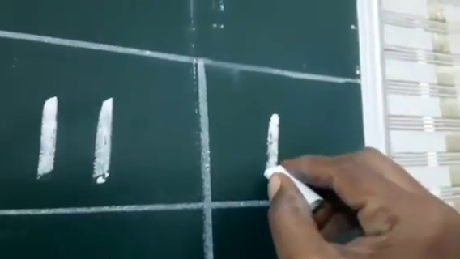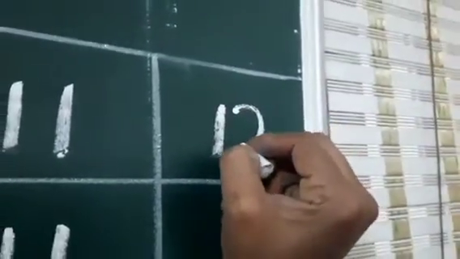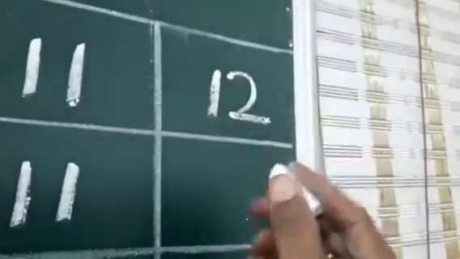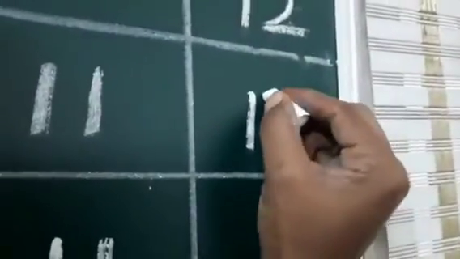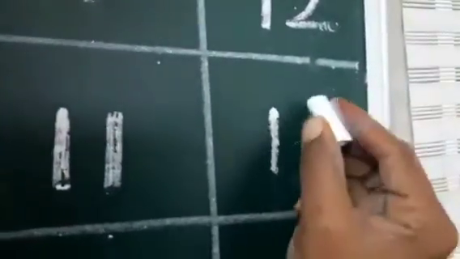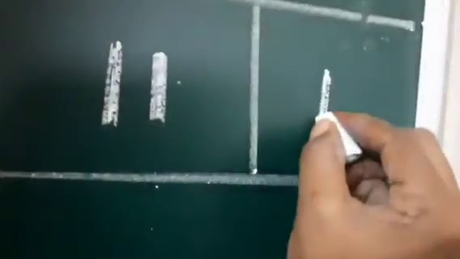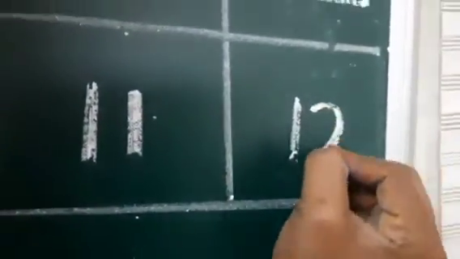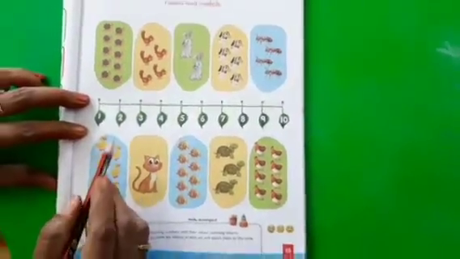12. How to write number 12? Standing line, this is number 1, and here 2. How to write number 2? Left curve, sleeping line. 12. Write neatly. 12. Say and write. 12. Very good. Let's do the activity in the book.